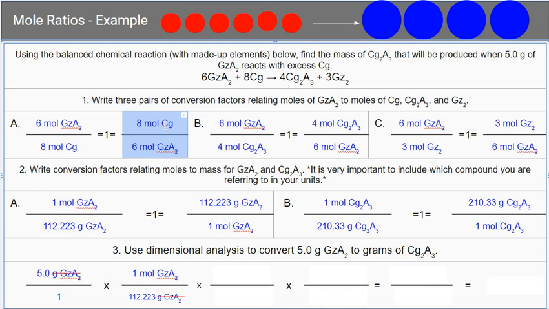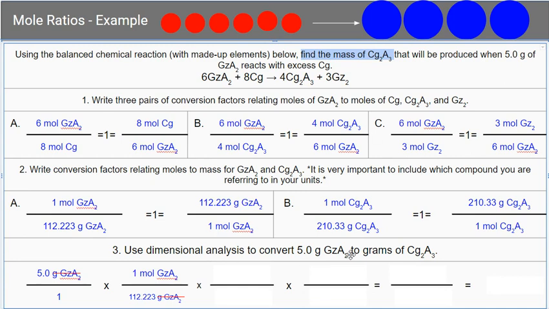So that doesn't help either, right? Because again, we're not looking for the mass of Cg, it's asking us to find the mass of Cg2A3. So this one also doesn't help us. This one over here lets us cancel out moles of GZA2. That's good. And on the top, it gives us moles of Cg2A3. This is the one we want. This is the one that gets us closer to our goal of finding the mass of Cg2A3.